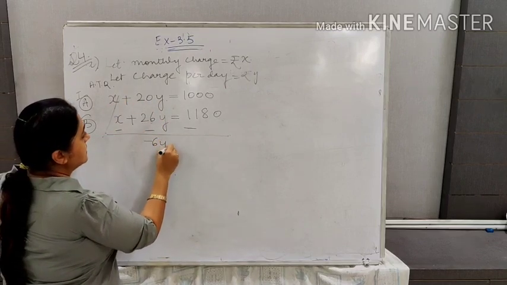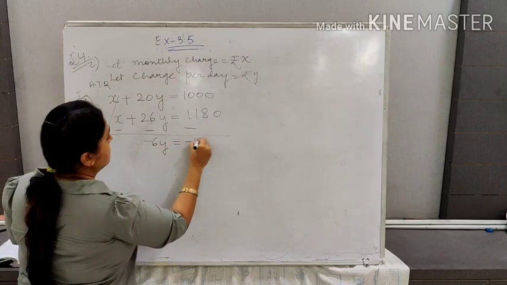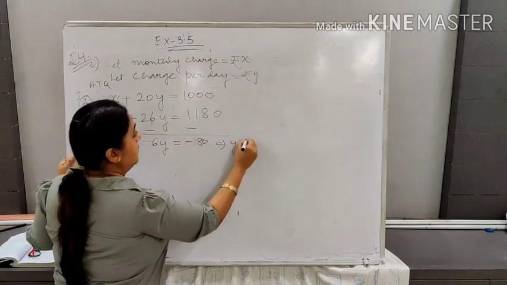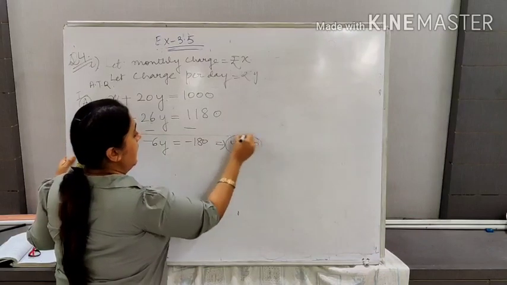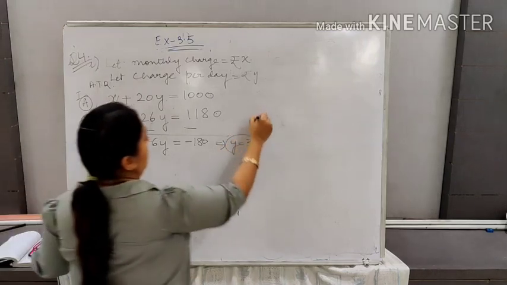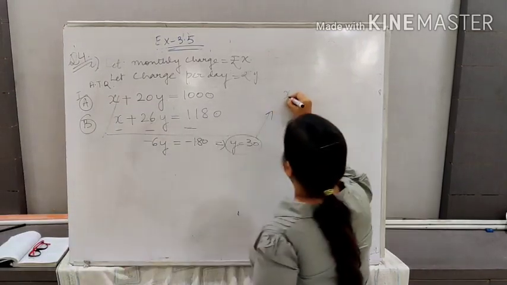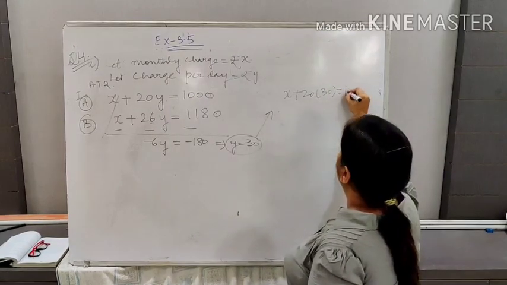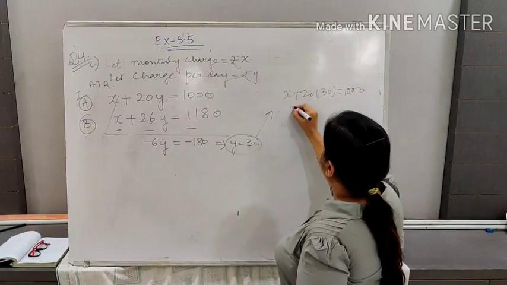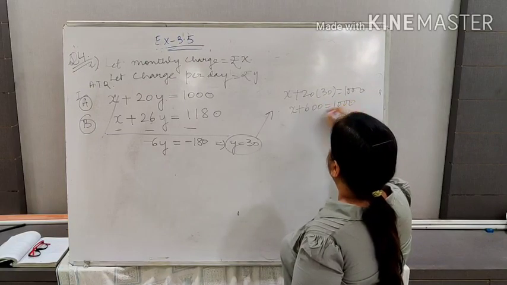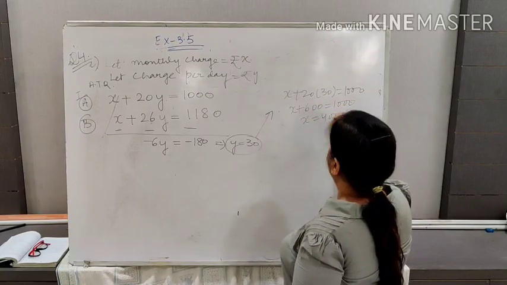It is -6y is equal to -180. This implies y comes out to be 30. Now y, 30, has come. You just put up the value. Okay? Put x plus 20 into 30 is equal to 1000. So x plus 600 is equal to 1000. So x comes out to be 400.